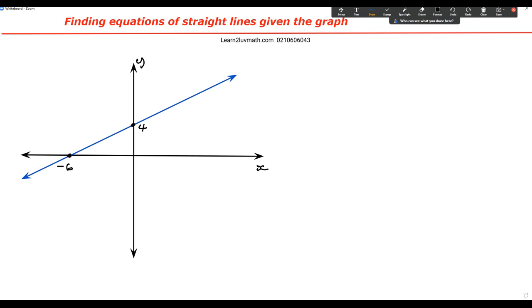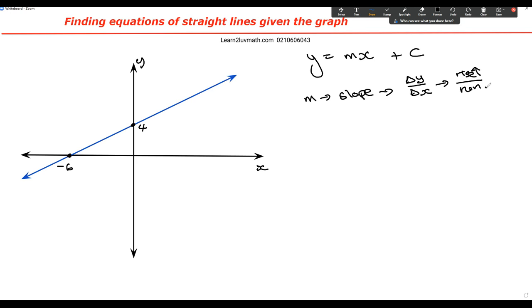So the entire basis of a straight line is built around the equation y equals some coefficient m, let's say, x plus c. M stands for your slope. It's a number that's given by the change in y over change in x. Your change in y is known as your rise, and your change in x is known as your run. And so you can figure this number out from there.